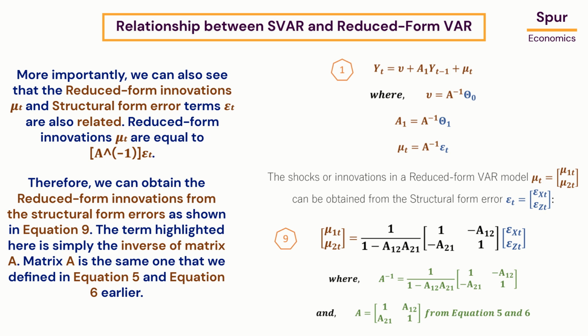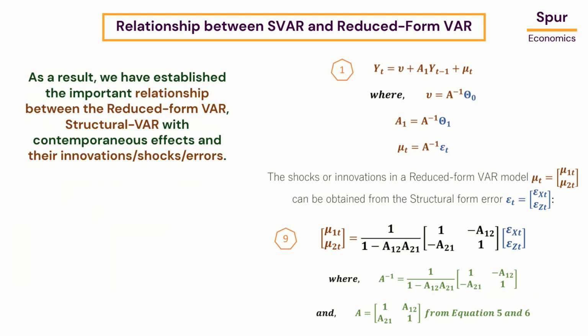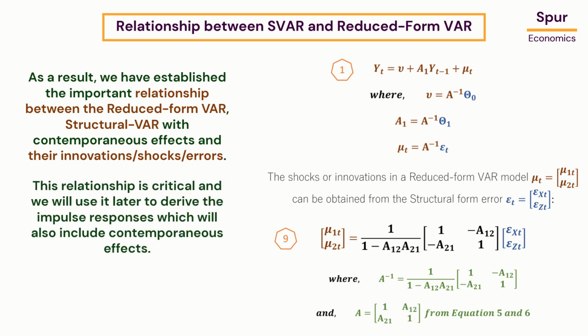Therefore, we can obtain the reduced form innovations from the structural form errors as shown in equation 9. The term highlighted here is simply the inverse of matrix A. Matrix A is the same one that we defined in equation 5 and equation 6 earlier. As a result, we have established the important relationship between the reduced form VAR, structural VAR with contemporaneous effects and their innovations. This relationship is critical, and we will use it later to derive the impulse responses, which will also include contemporaneous effects.